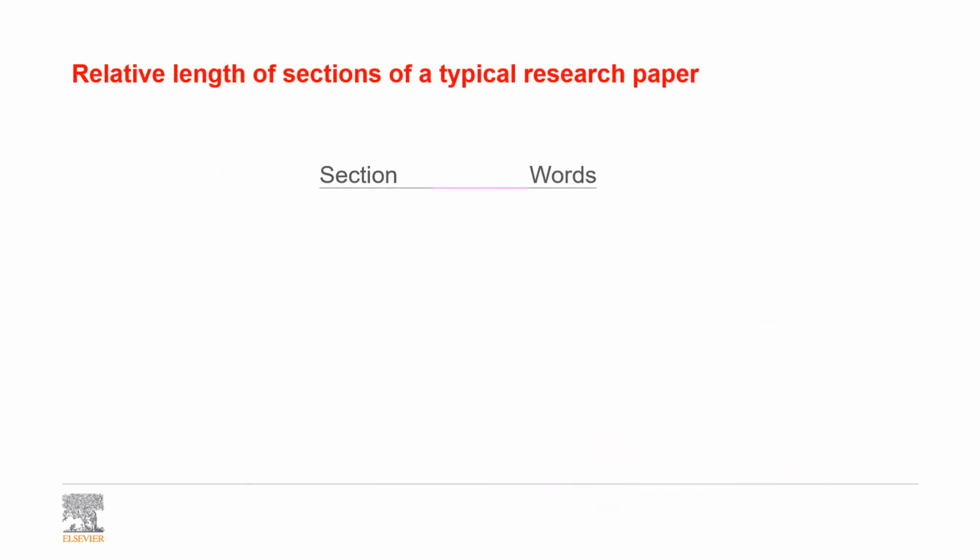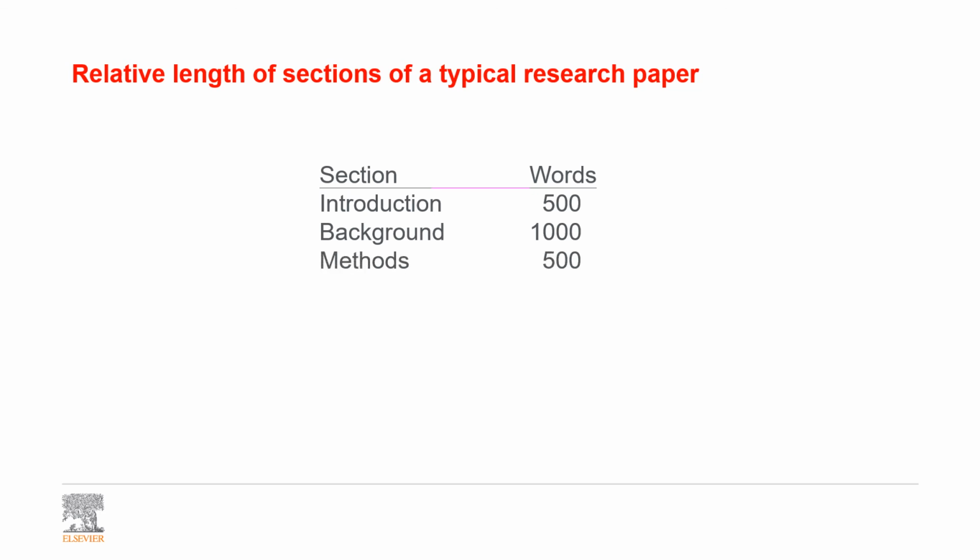People are often curious about how long the sections of a paper should be. There's no answer to this, but I think it's a matter of making them relative to one another. And here's some ideas for a typical 5,000 word research paper. Do bear in mind that some journals have different word lengths. So for a 5,000 word paper, I think the introduction could be about 500 words and the background about 1,000.